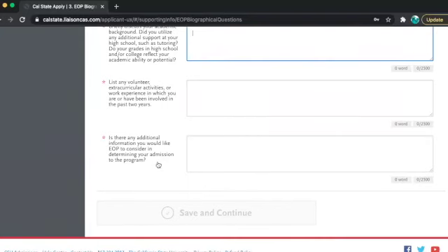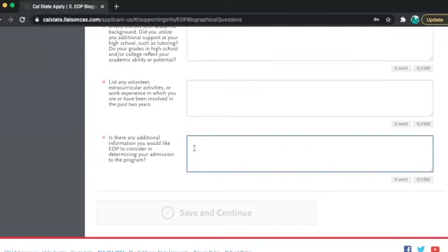Is there any additional information you would like EOP to consider in determining your admissions to the program? Maybe a lot of your hardships are just due to COVID and you know that COVID's going to be over at some point. Explain to them what it is that they need to know about why you need their services. Again, what they would be providing for you is additional funding, some money, perhaps some books, a mentor to help you, tutoring for English and math, and a place to be able to socialize with other people that also need additional help.